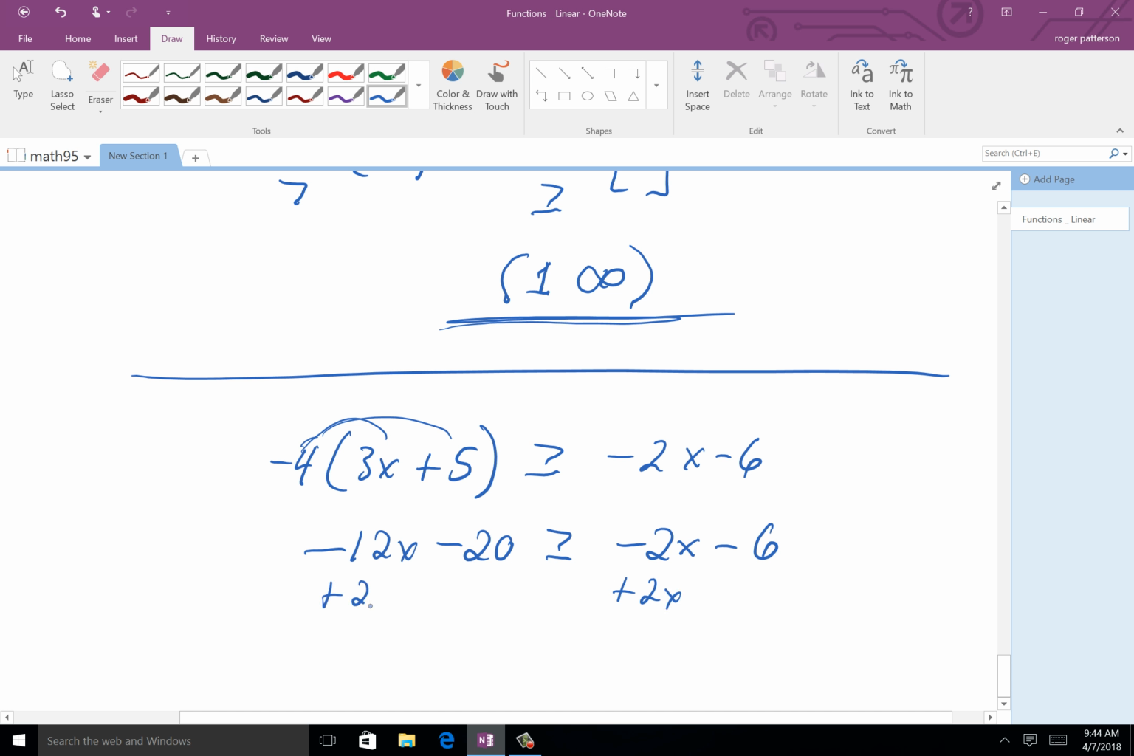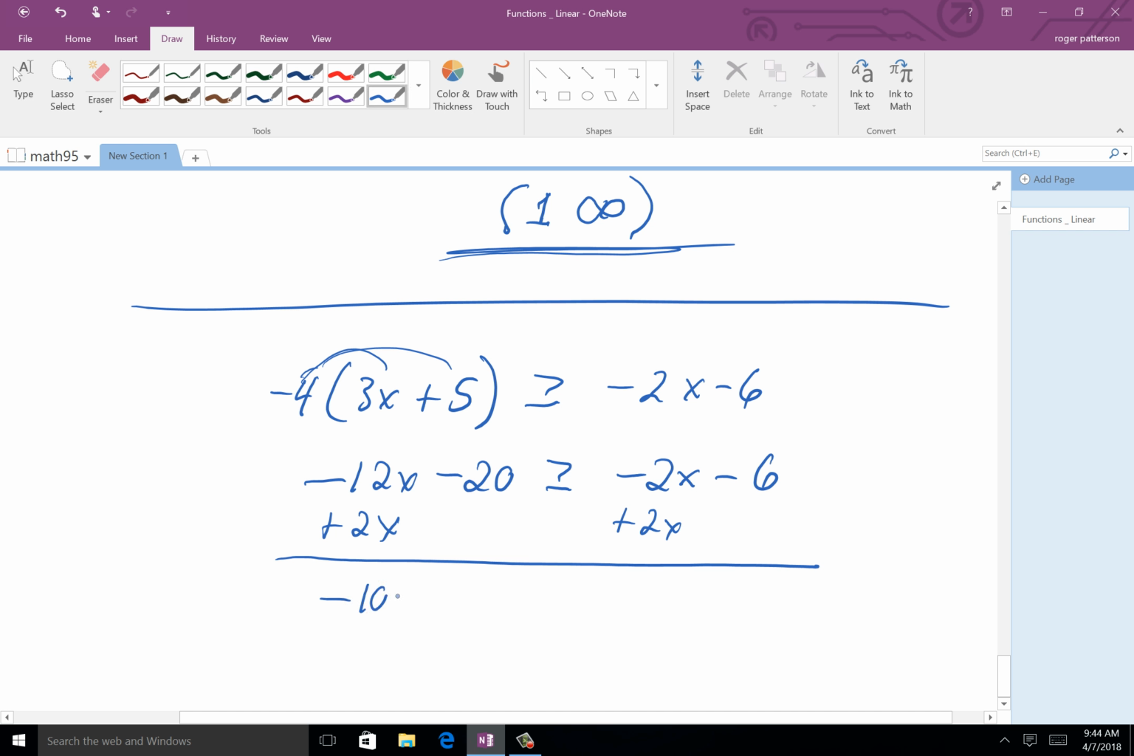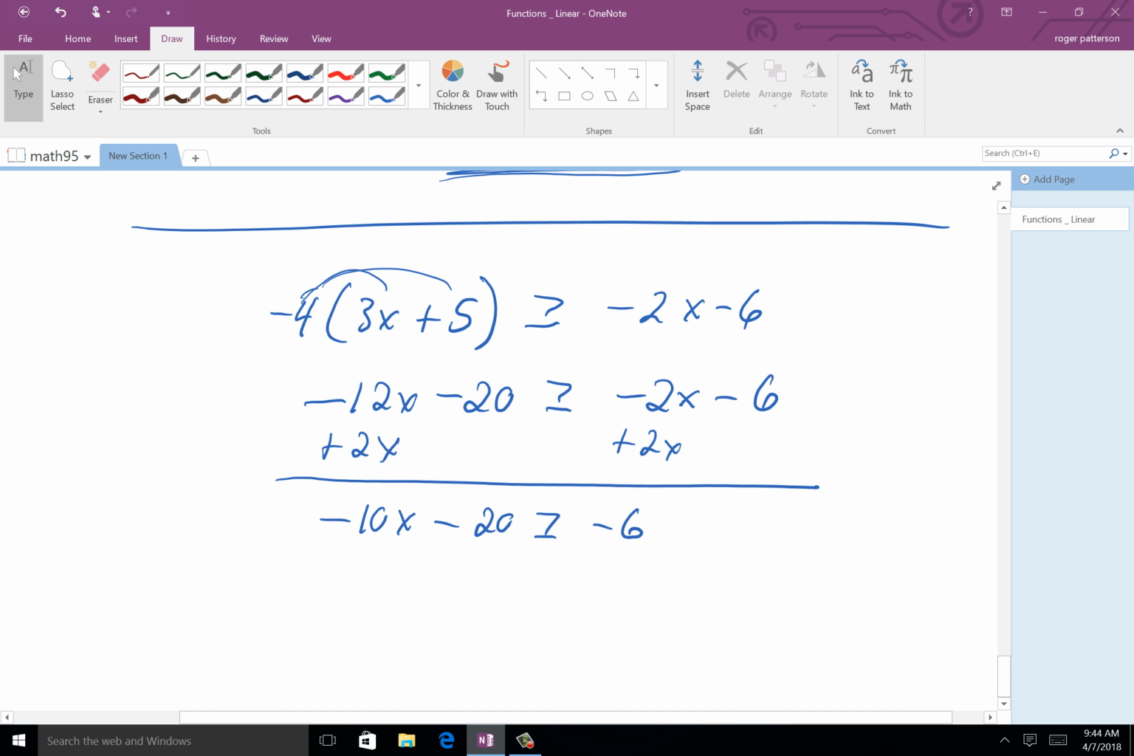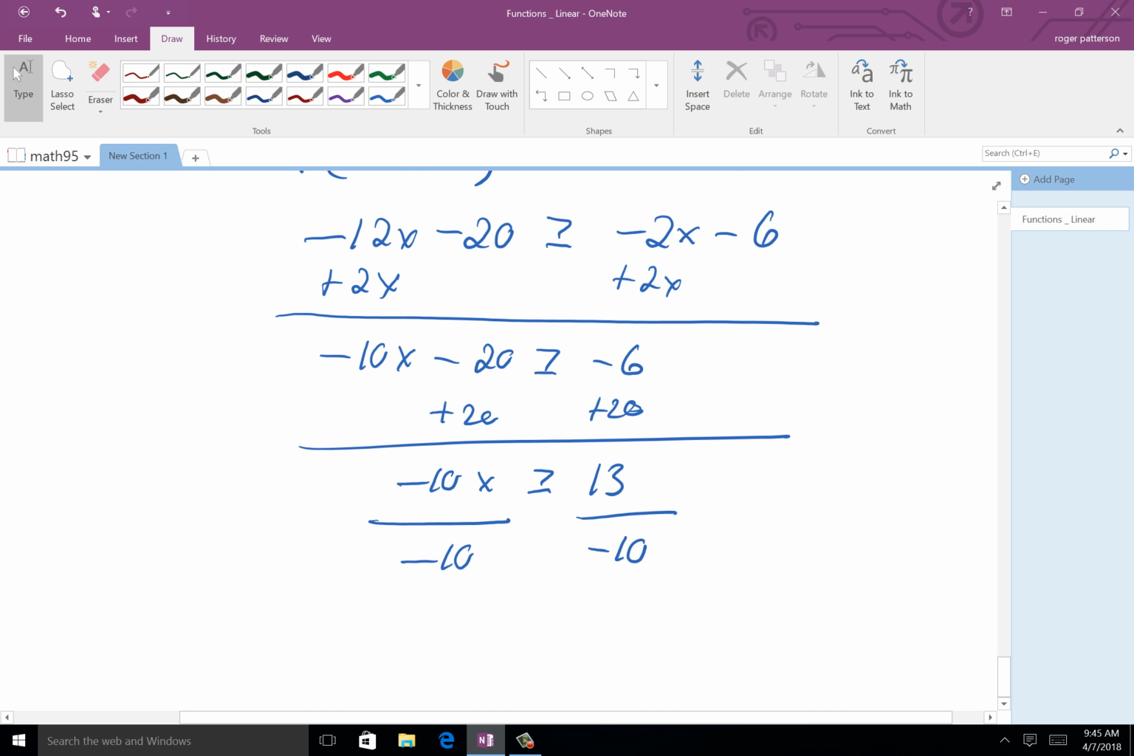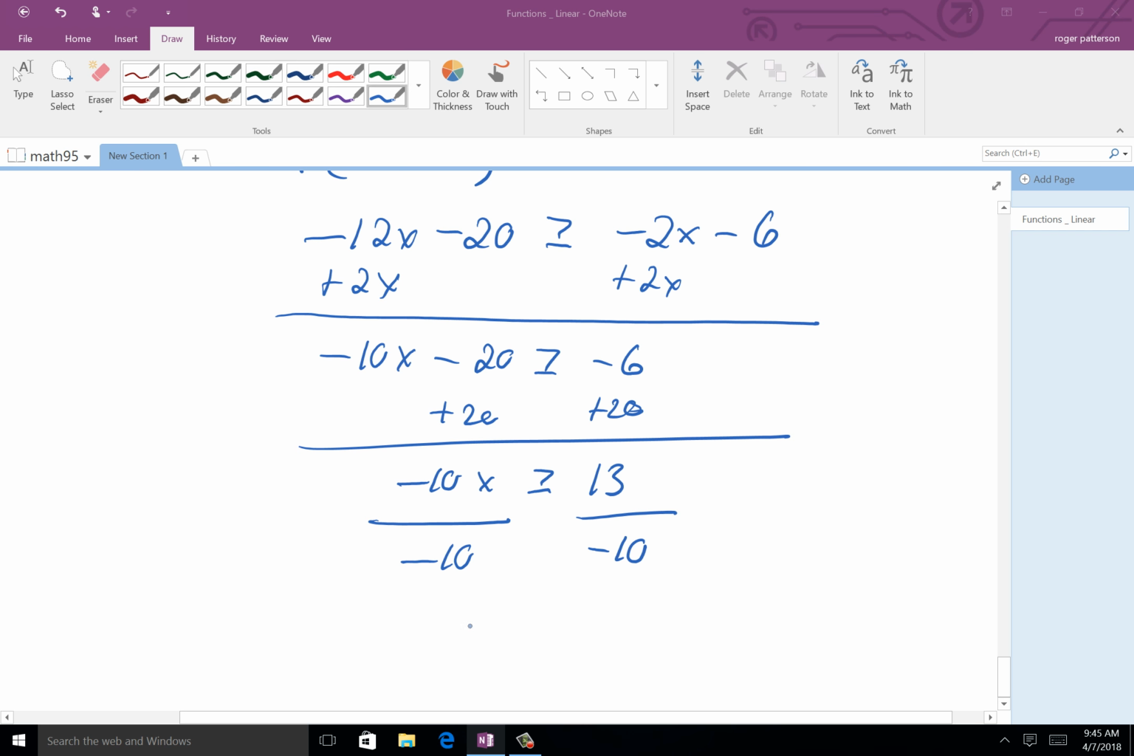That's not too bad. Divide by 10. When you divide or multiply an inequality by a negative, we've got to flip the sign. Yep, you're right. So we've got to take this sign and flip it. Okay. Would that be 14 over negative 10? Oh yeah, thanks.